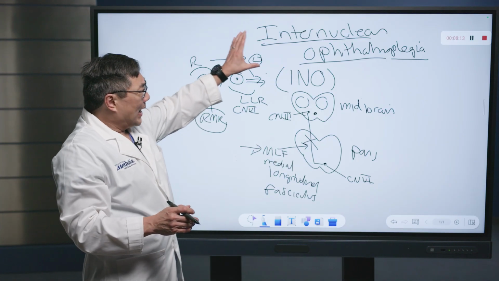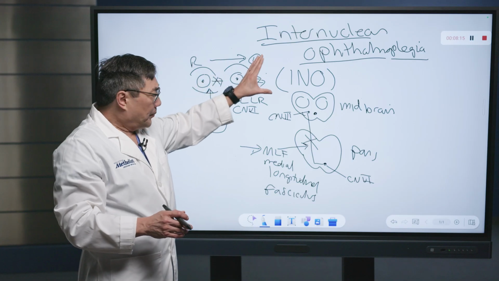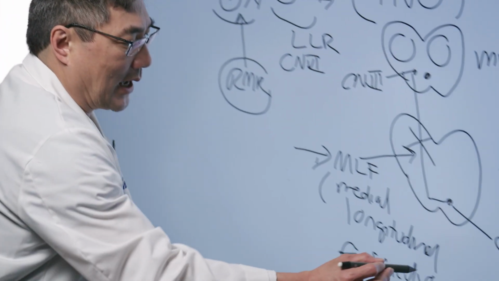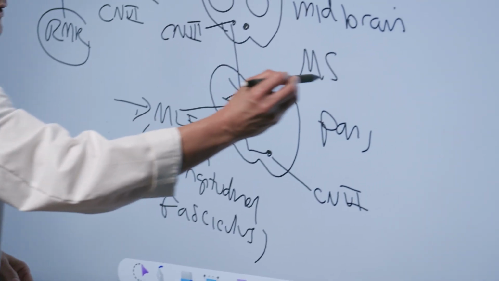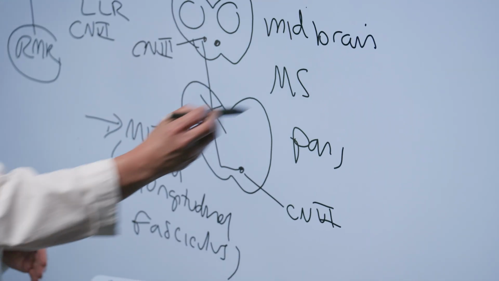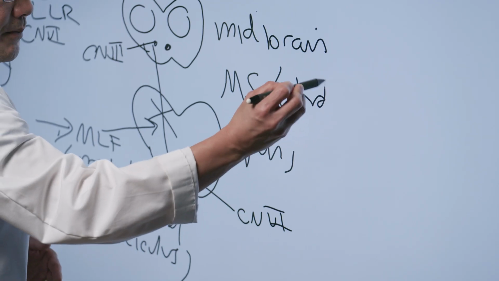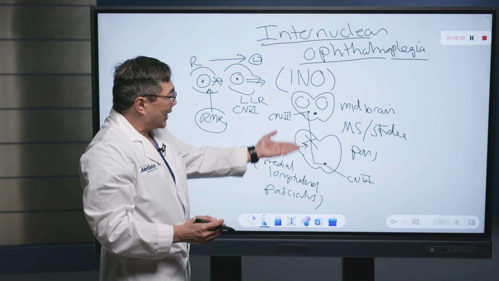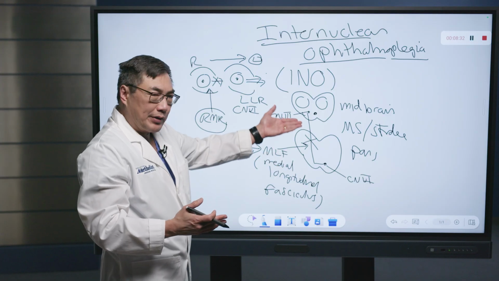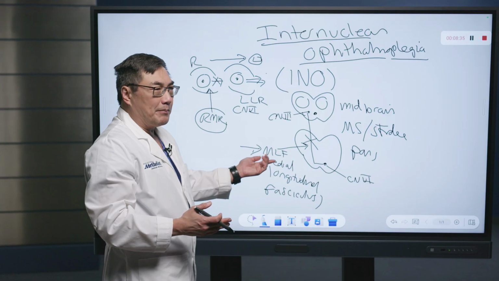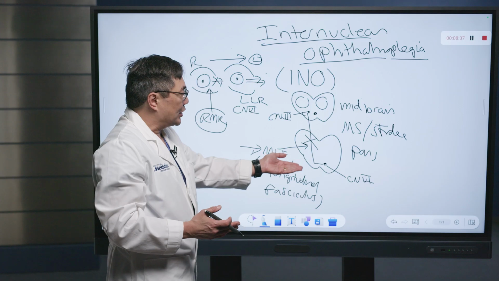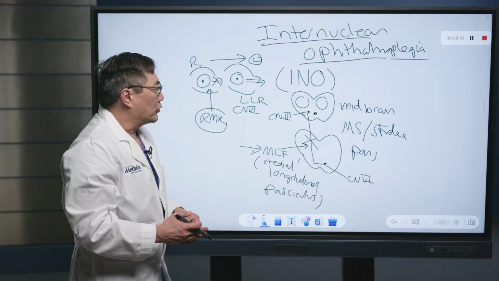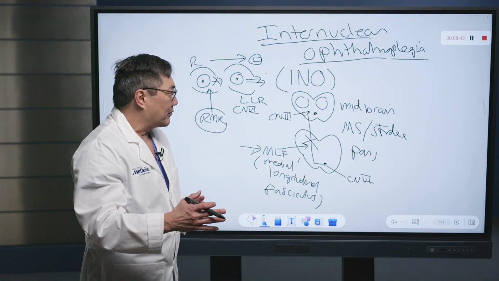So the name of this thing is INO. It's from MLF. And in a young person, the most common cause is multiple sclerosis. But in an older person, the most common cause is a stroke. However, because you don't know what the lesion is, you have to do a CAT scan if it's acute, and then you're going to do an MRI, and you're going to be looking for a medial longitudinal fasciculus lesion, either demyelinating from MS or a stroke in an older patient, especially if they have vasculopathic risk factors.